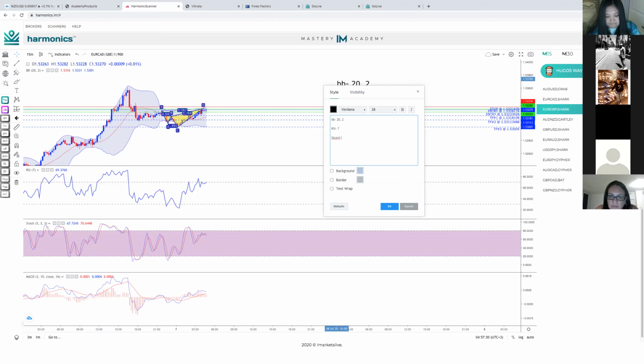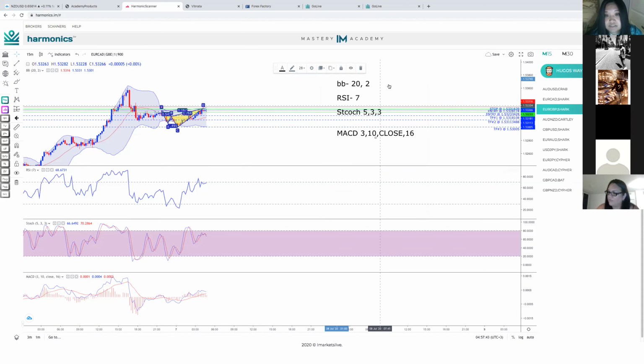Stochastic 5, 3, 3. And we have MACD on 3, 10, close 16. Okay, this is Andre's setup: Bollinger Bands 20 and 2, RSI 7, stochastic 5, 3, 3, MACD 3, 10, close 16.